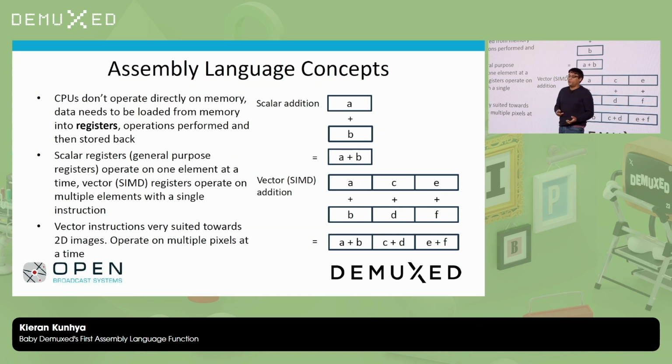For the purpose of this, we'll look at two types of registers. Scalar registers, also known as general purpose registers, operate on one element at a time. So you can see A plus B in that single register. But in contrast, SIMD registers, vector registers, operate on multiple elements with a single instruction. So you could add all of these elements together, A plus B, C plus D, E plus F, all with a single instruction. And these, as you might have guessed, make it very suitable for the kind of 2D images that we work with, which means you can operate on multiple pixels in one go.